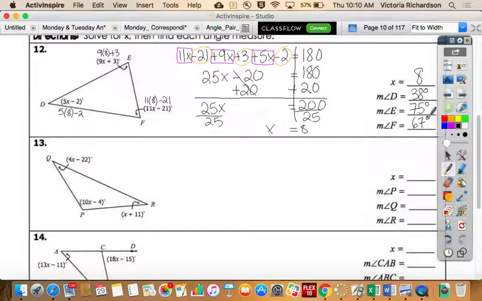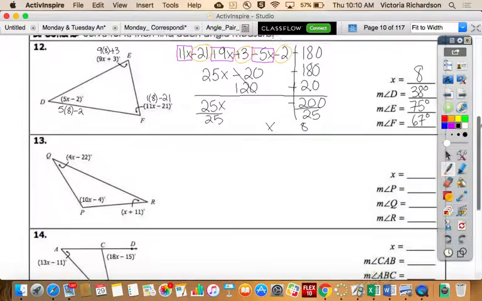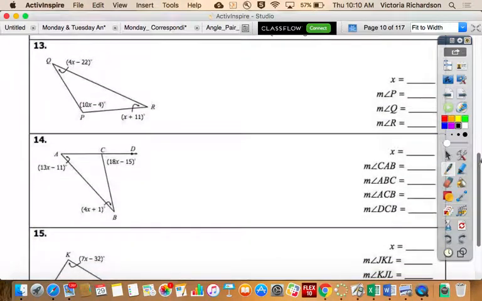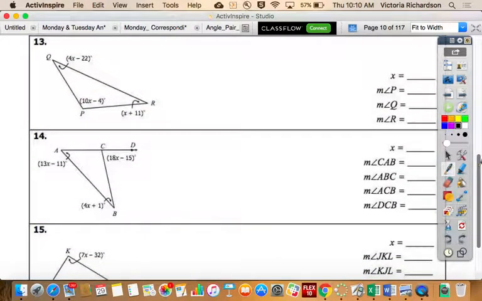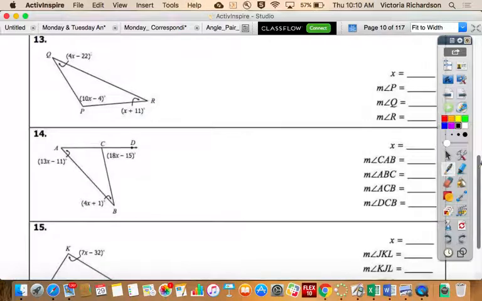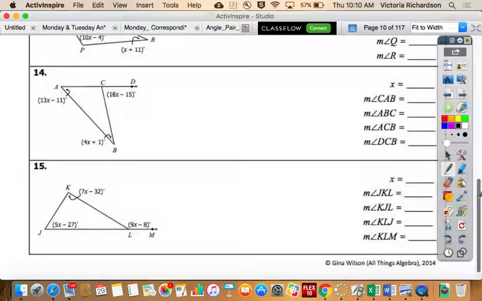I'm going to get you to work number 13 on your own. If you finish it in class, then you won't have any homework. If you don't finish it in class, then you need to finish it for homework that I check on Monday. I'm going to work number 14, and then you're going to do 15 on your own.